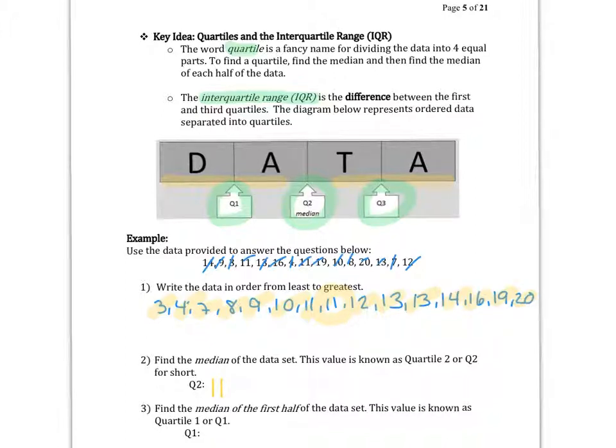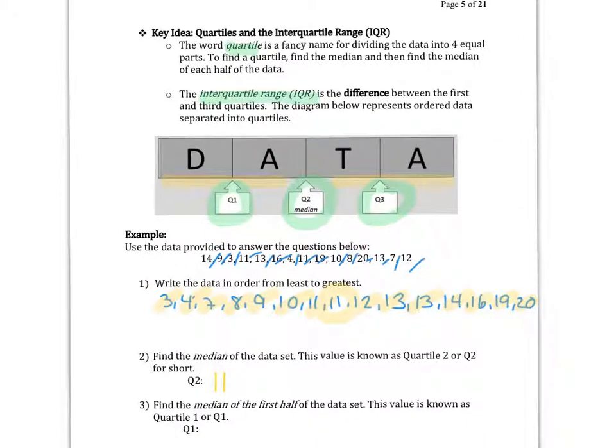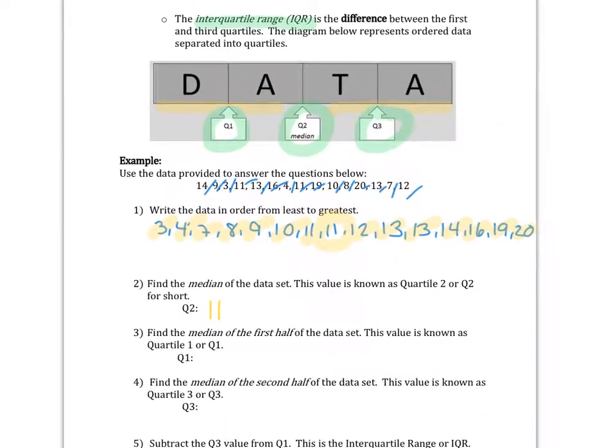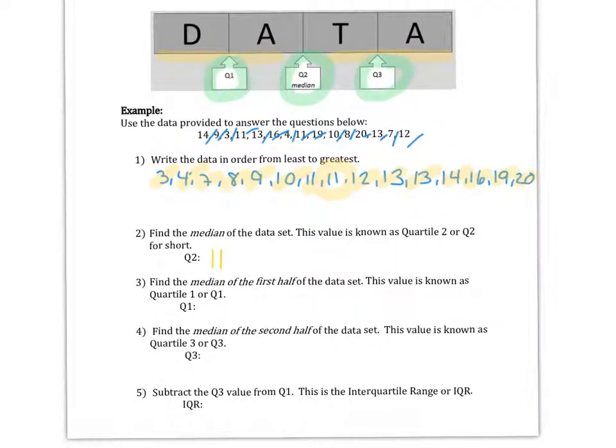Now, question number 3 says to find the median of the first half of the data. So whenever you're dealing with these Q1 and Q3s, you do not want to include the median in your second set of cross-offs. So if you notice, the first half is set from 3 to 11. The second half of the set is set from 12 to 20.